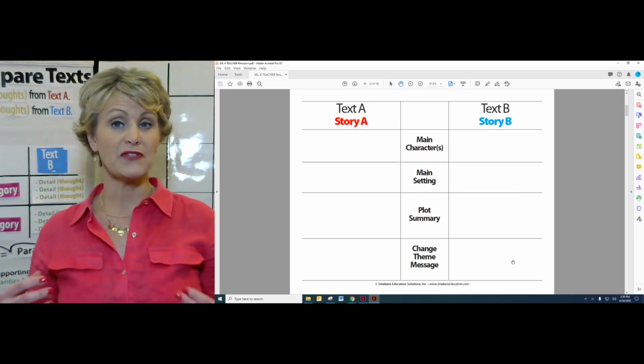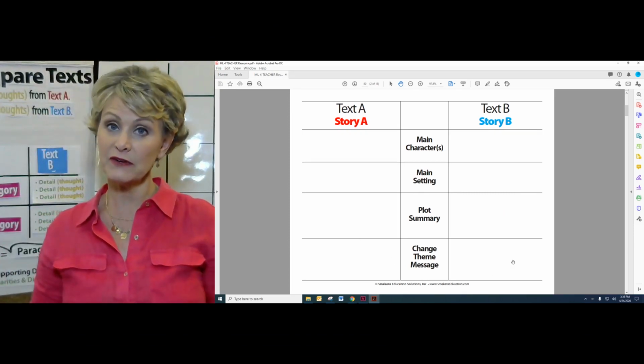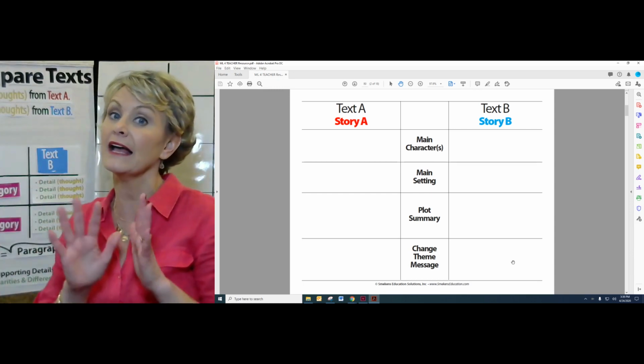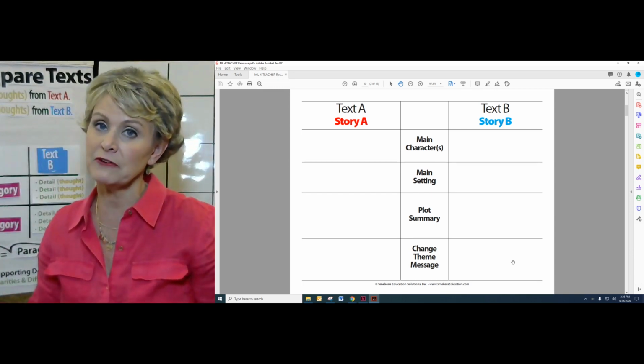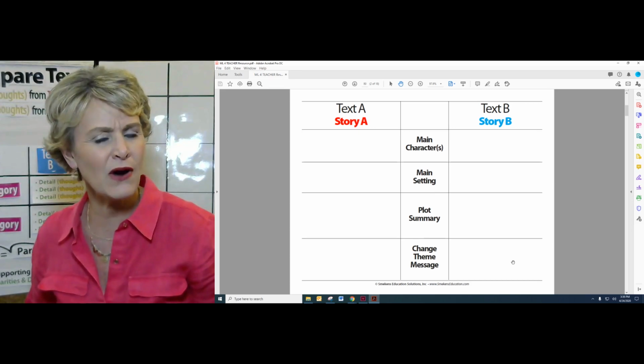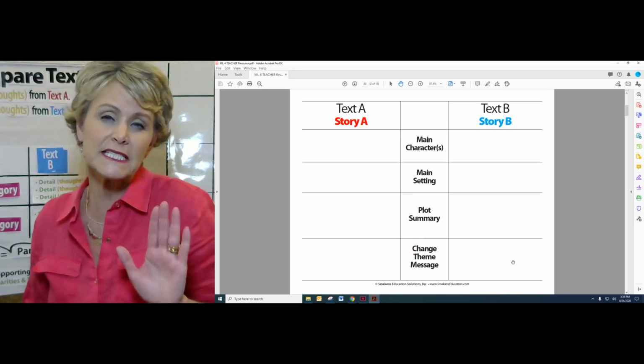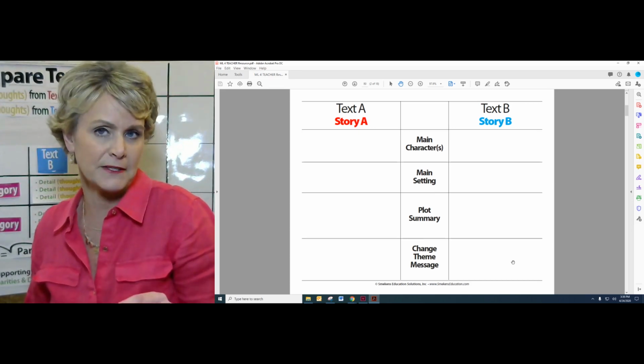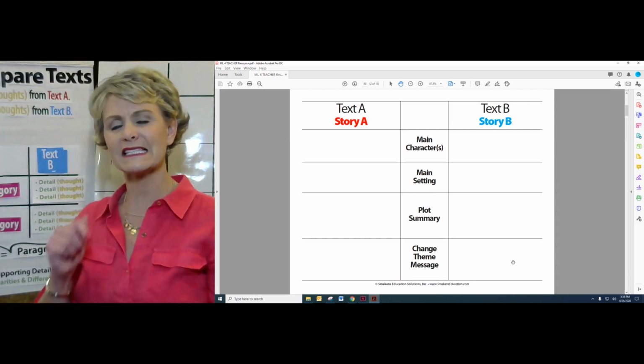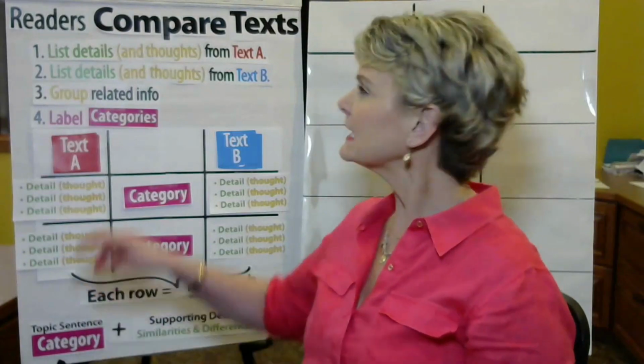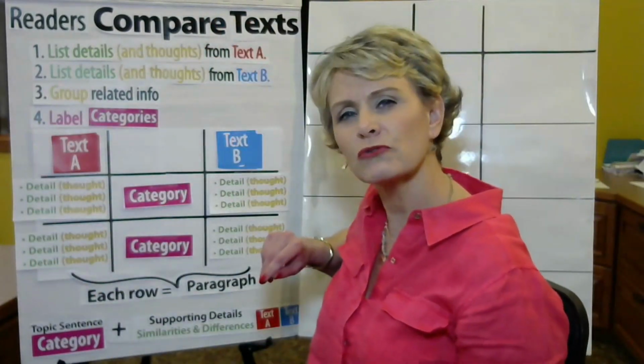And we also know that whenever you make comparisons, you have to talk about not only how the two texts are different in each category, but also how they're similar. Maybe not the same, but similar. Okay, well, in this lesson, what I'd like to do is talk through what it would be like if you were comparing two texts that weren't stories.